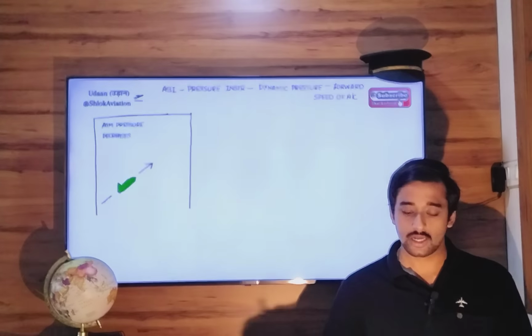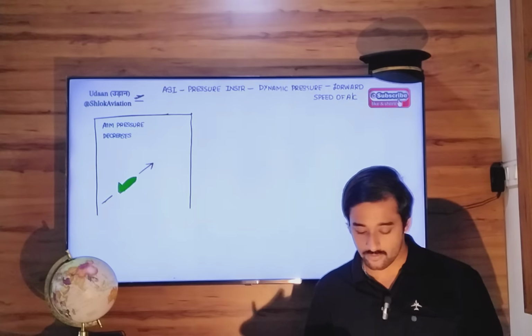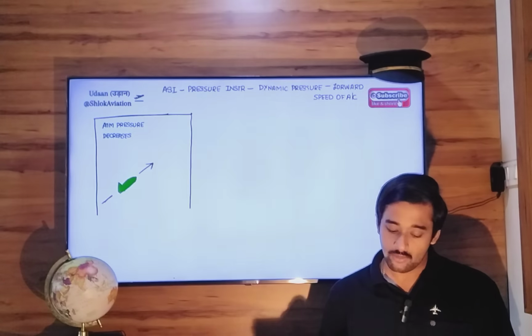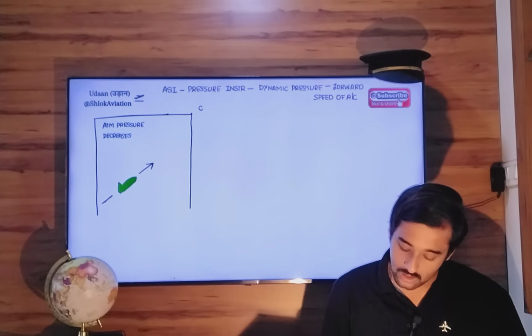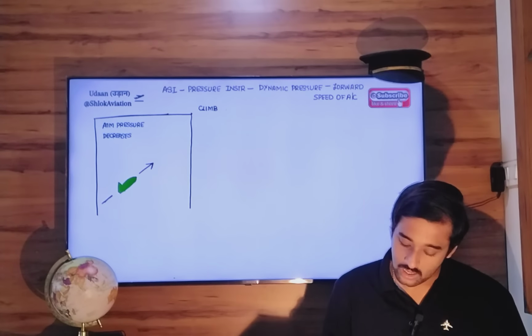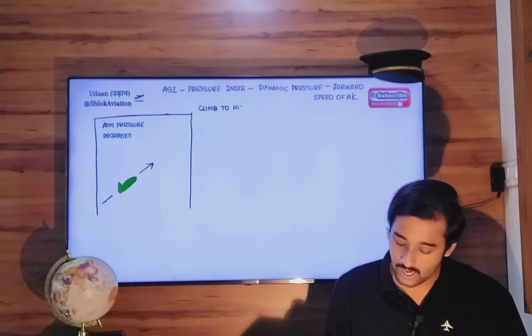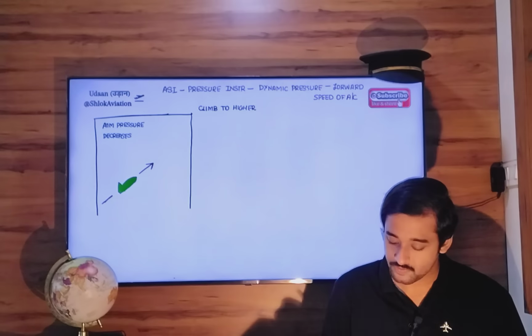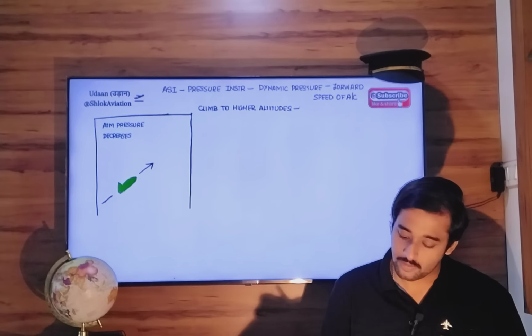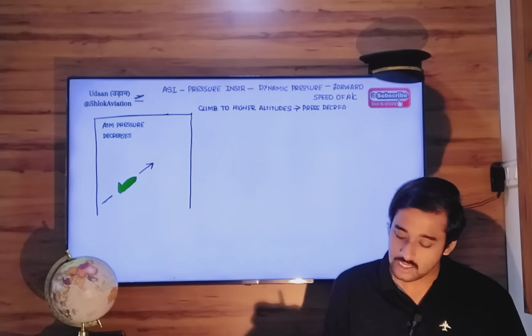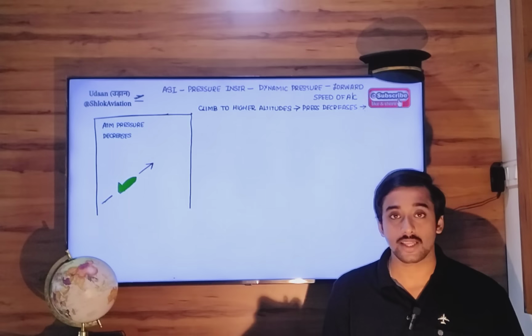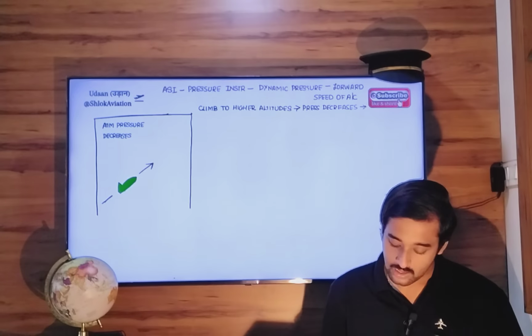Right? So that is your dynamic pressure, forward speed of aircraft. So when you climb to higher altitudes, atmospheric pressure decreases. This decrease in atmospheric pressure is nothing but what will happen?